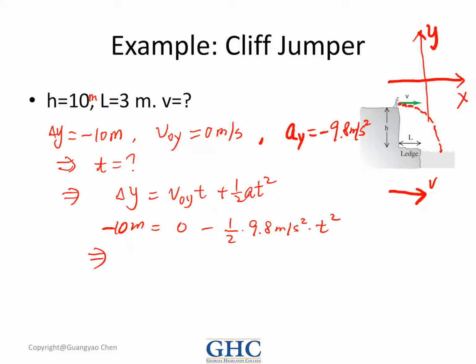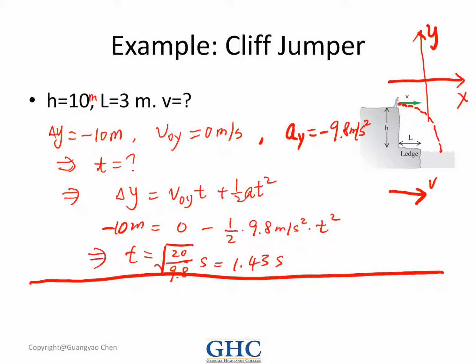This looks like a quadratic equation, but actually it's not, so we can simply solve it. Actually, 20 over 9.8 seconds is 1.43 seconds. Okay, that's what we have in the vertical direction. Now we find out that whatever his initial velocity in the horizontal direction, he can only stay in the air for 1.43 seconds.